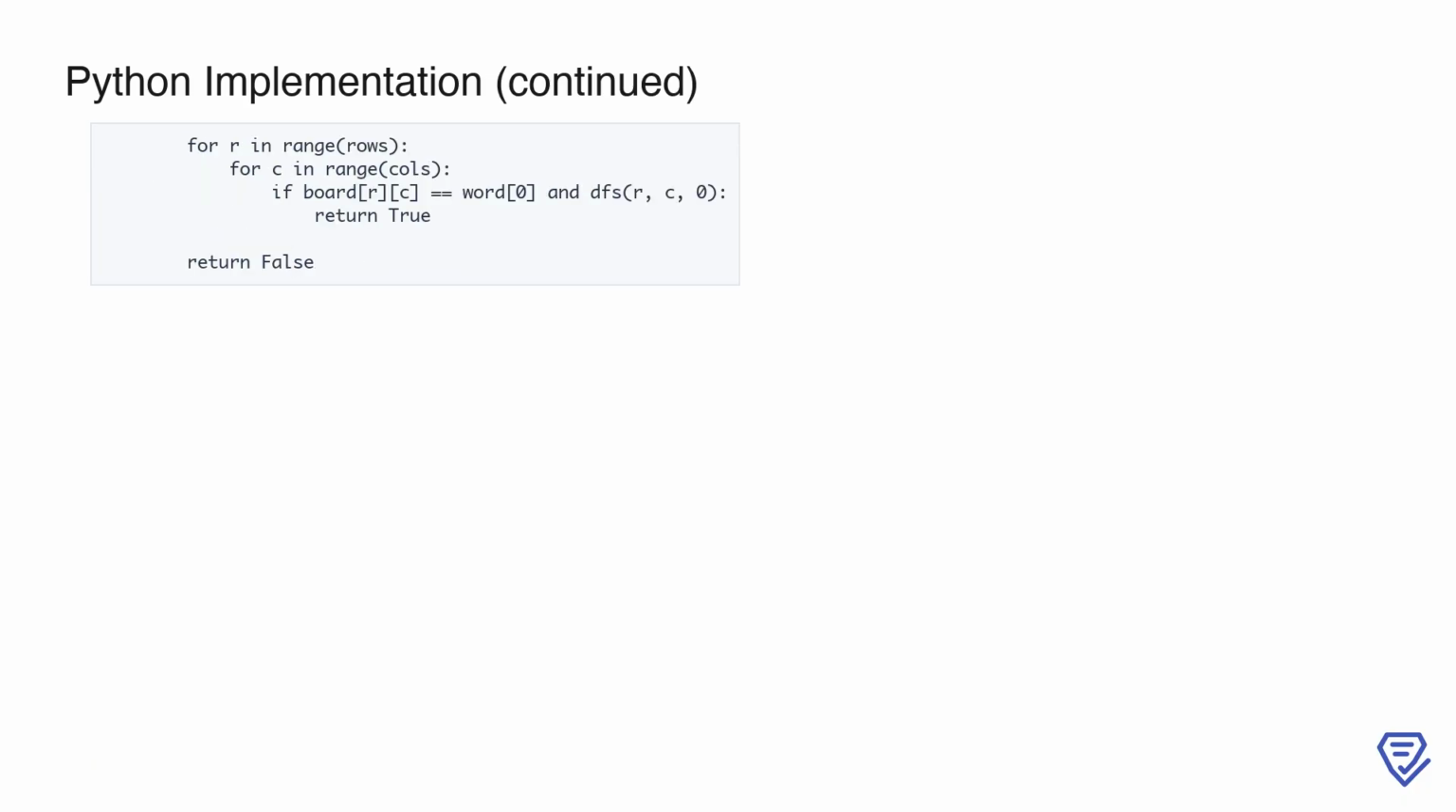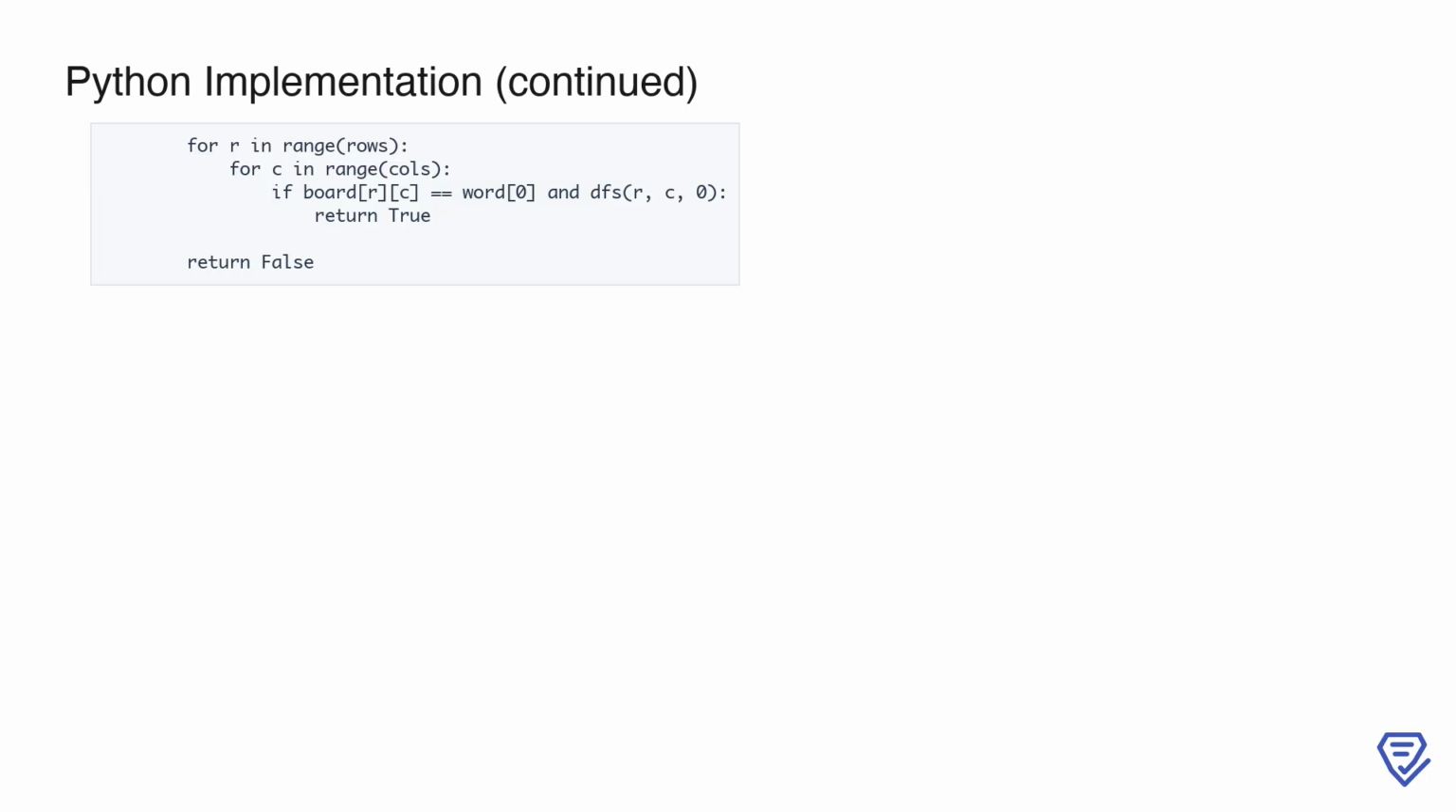Now, we iterate through each cell in the board using nested loops for rows and columns. For each cell, we check if its value matches the first character of the word. If it does, we invoke the DFS function starting from that cell with an initial index of 0. If the DFS function returns true, we immediately return true for the entire exist function, indicating that the word is present in the board. If no path is found after exploring all cells, we return false, meaning the word does not exist in the board.